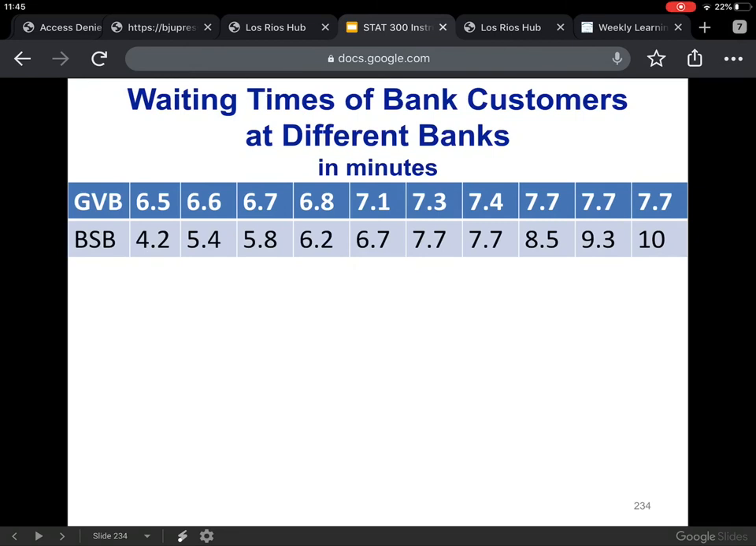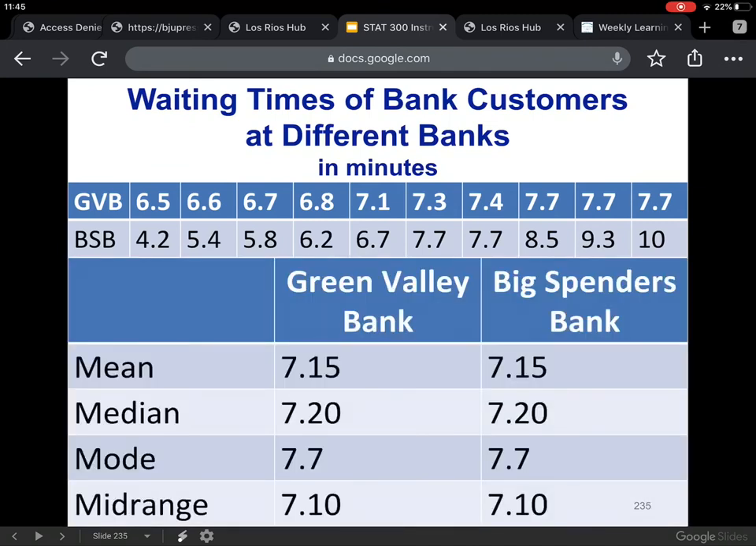And recorded here in dark blue and light blue are the number of minutes that a person would have to wait to be served. If you take the dark blue and find the mean, median, mode, and mid-range, and do the same thing for the light blue, you'll get exactly the same numbers. That's crazy. And so just looking at the middle values, the measures of central tendency, you would say it doesn't matter which bank I go to. The average waiting time is the same, however you calculate it.